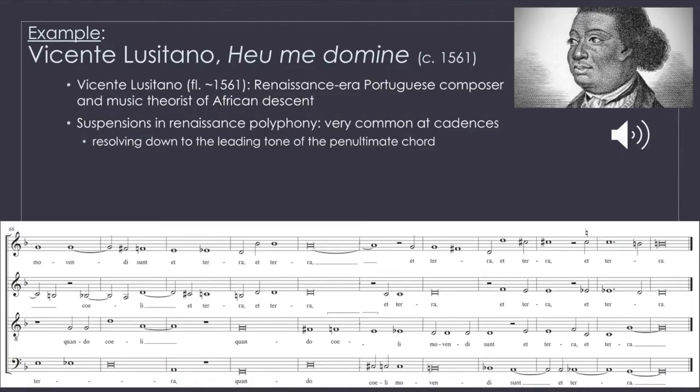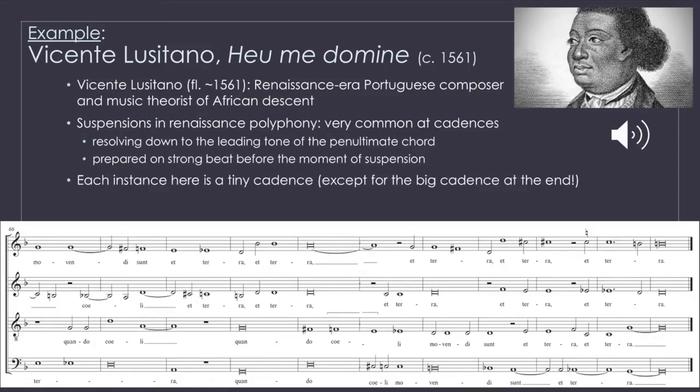Here they're resolving down to that same kind of tone, a leading tone type thing, but that tone isn't always resolving on the next chord because this is a more complex harmonic passage. But in any event, we'll see later how that works, the resolution of the leading tone into the penultimate chord. And then we are going to see here that the suspensions are always prepared, and they're still always resolving down by steps. So they're traditional suspensions. And then each instance here, as I'm going to show you, is sort of a tiny cadence, except of course for the bigger cadence at the end of the piece.